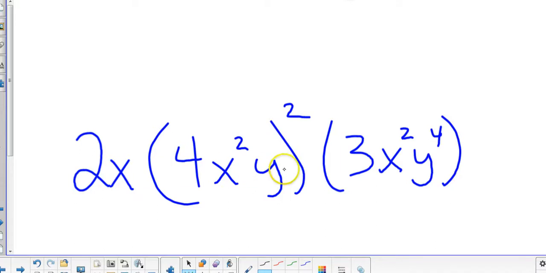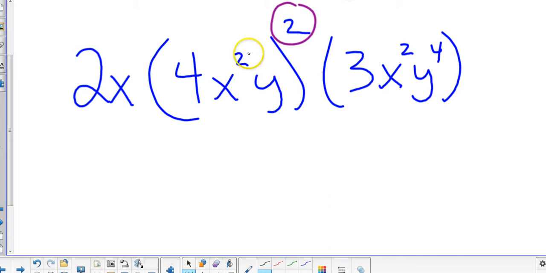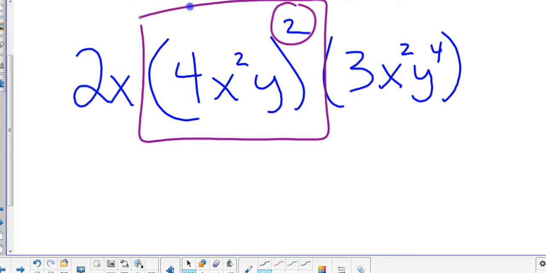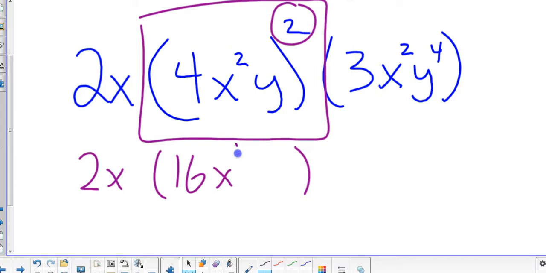So the first thing I would do is take care of this. Can I do anything in the parentheses? No. Anything in these parentheses, I can't simplify that, but I now can do this exponent. So the first thing to do would be to simplify this part because it has an exponent before I multiply it through. So the 2x I would bring down. This parentheses now becomes 4 to the second, x to the second to the second, or x to the fourth, and y to the third. So 16 x to the fourth and y to the second.